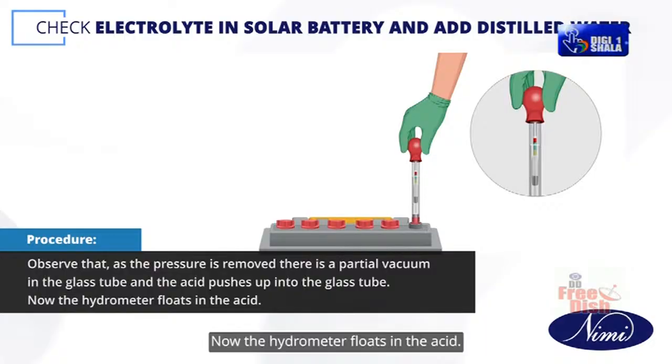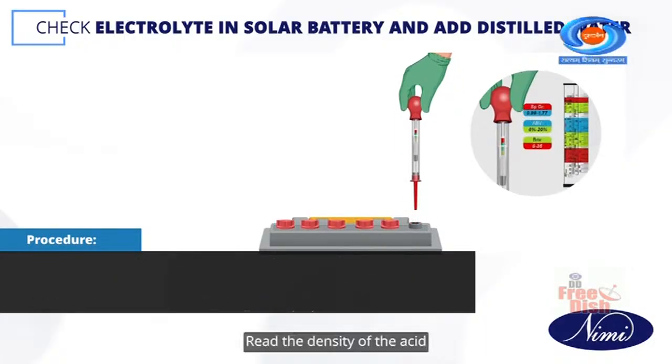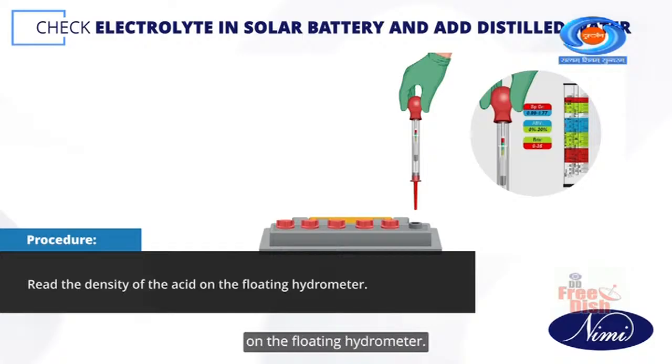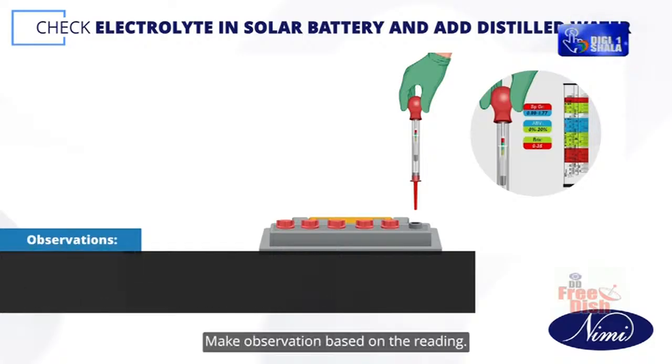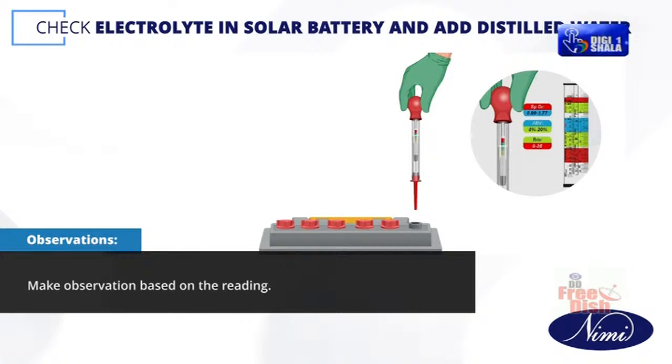Now the hydrometer floats in the acid. Read the density of the acid on the floating hydrometer. Make observation based on the reading.